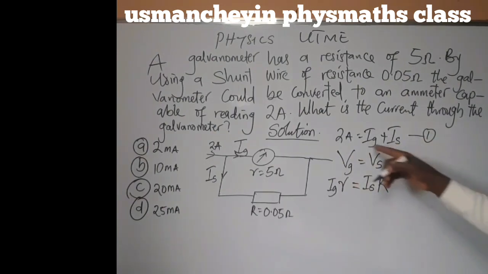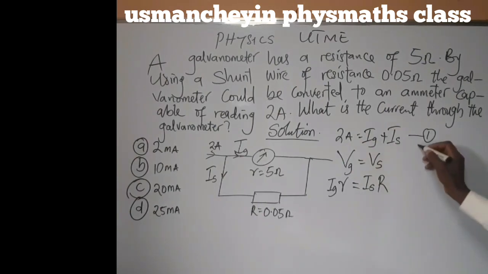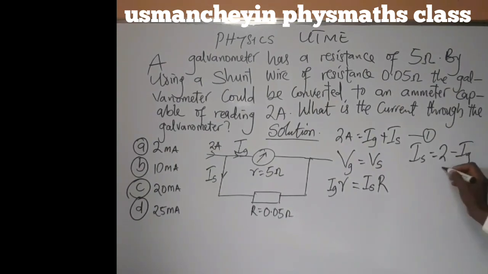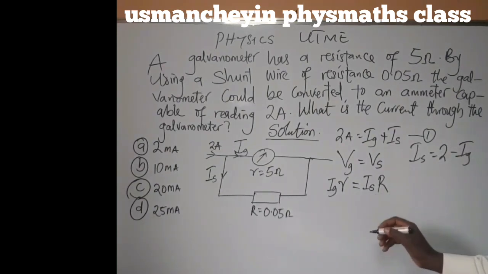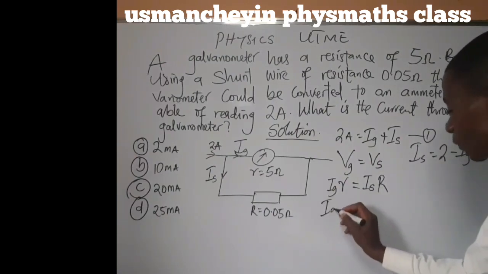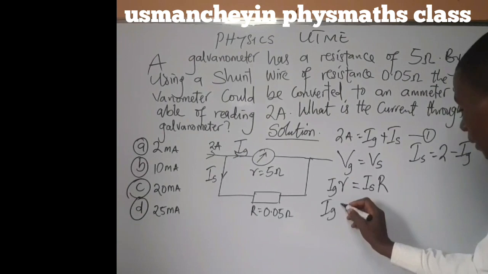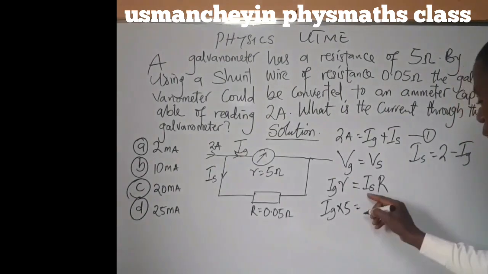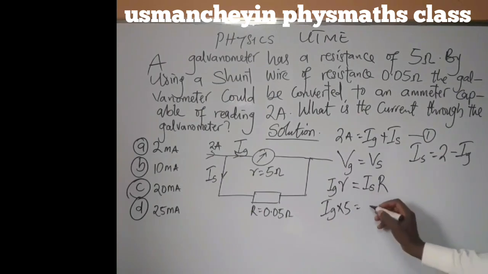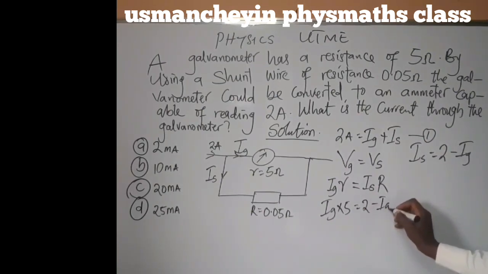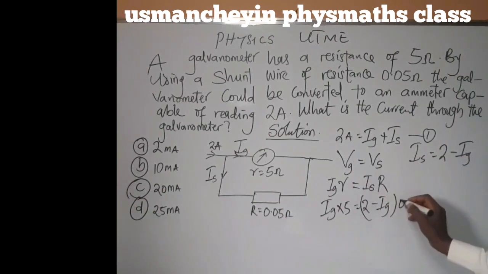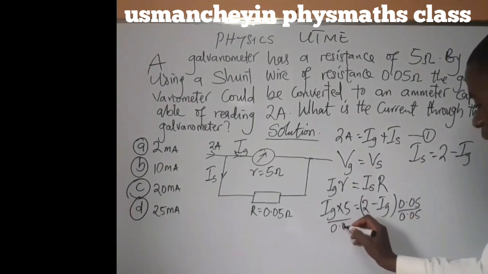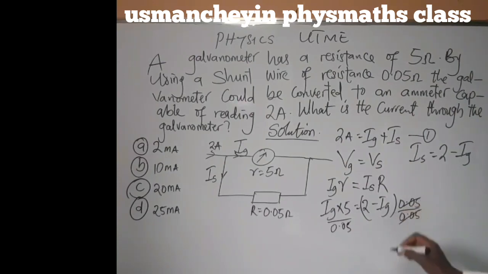Now, from this equation 1, if you want to make I of S the subject of the formula, we just have I of S equal to 2 minus I of G. So we'll substitute it back into this equation so that we have I of G times the r, which is 5, equal to I of S. Instead of writing I of S, you write 2 minus I of G, then multiply by R, which is 0.05. We divide through by 0.05. 0.05 will cancel out.